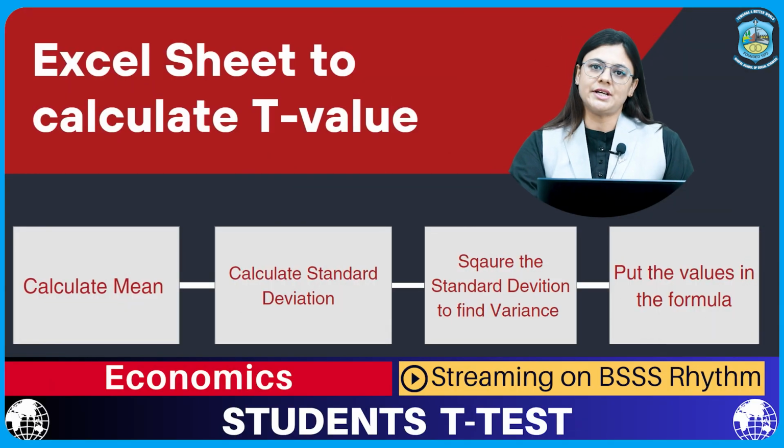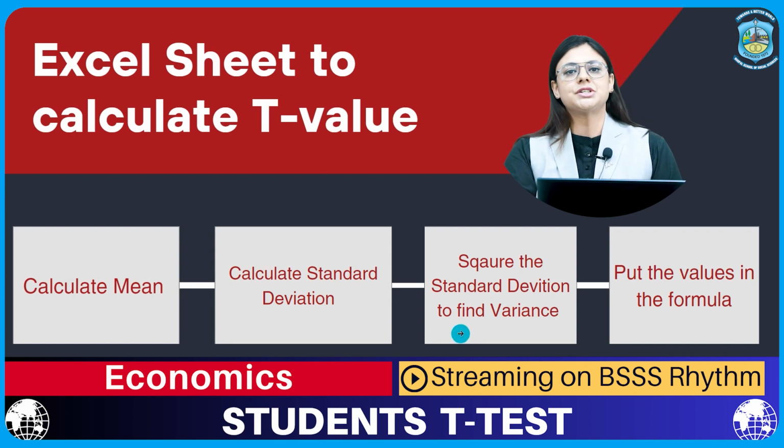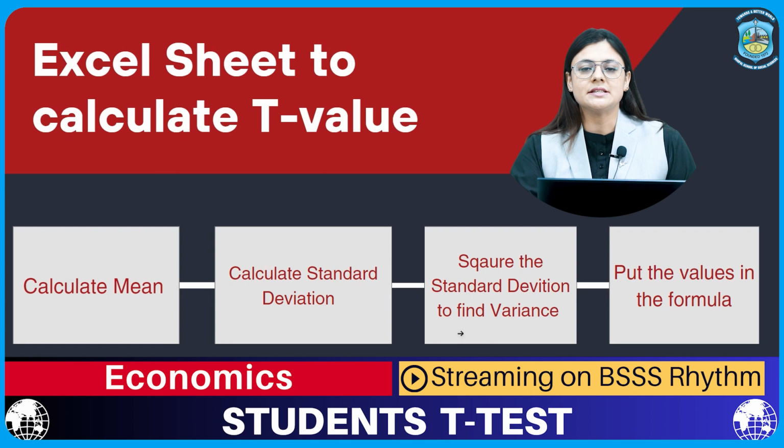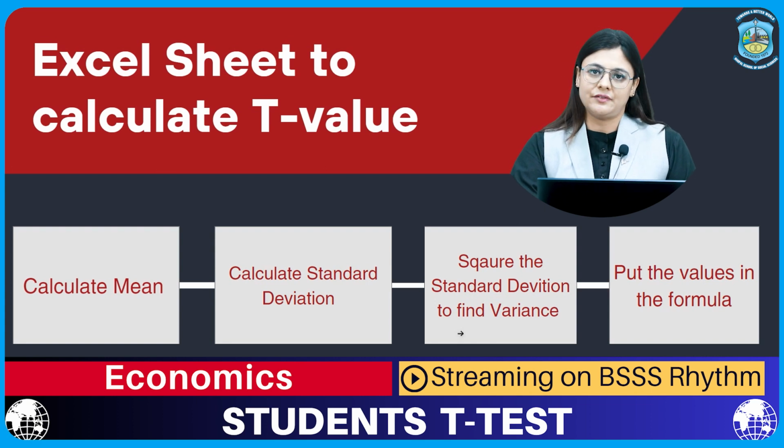Now let's use an Excel sheet and see how easily we can calculate this t-value. These are the steps that you can follow to compute the t-value with the help of the formula, that is signal upon noise. Step 1 is calculate the mean of sample A and sample B. Step 2, calculate the standard deviation of both the samples. Step 3, square the deviations, that is the standard deviation, because here we are not taking the standard deviation alone, but we are taking the variance, and variance is the square of standard deviation.